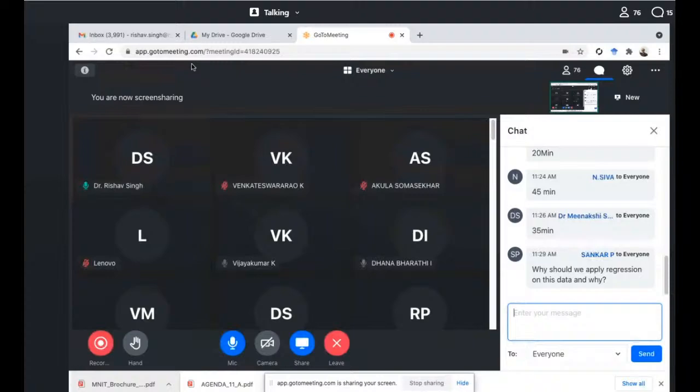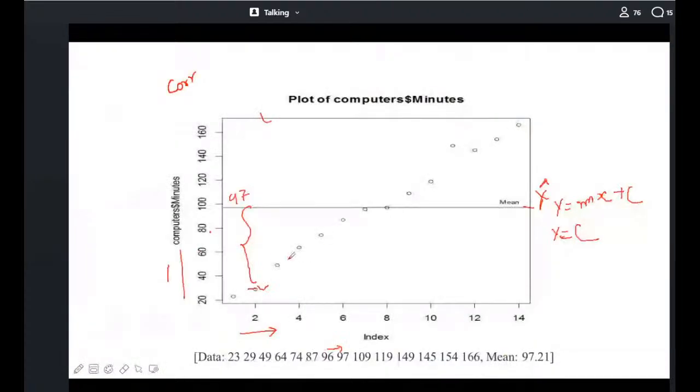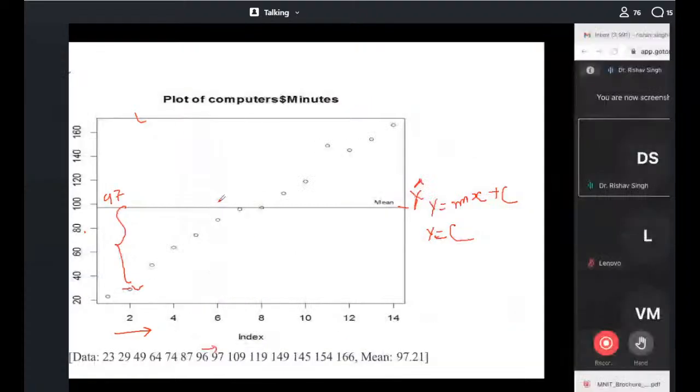Shankar P asks: whenever there is non-linearity, then we'll apply regression, correct? No, it's not like that. In linear regression, the basic assumption is that they have to be linearly dependent. Then you apply linear regression. For non-linearity, you go with polynomial or quadratic.